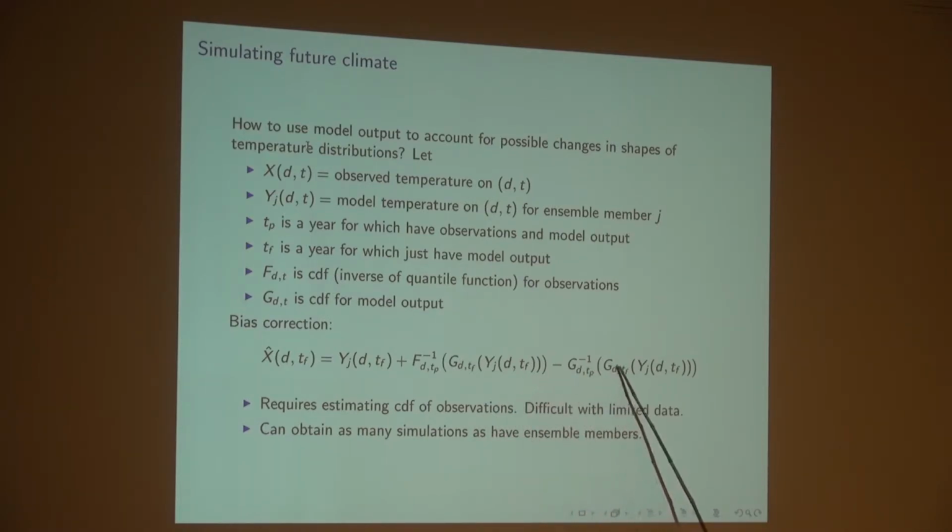So look, we have lots of model output to tell us about this G function, but we only have our limited observational record, which, if we're using reanalysis, as would often be the case, is only about 40 years of observations to estimate this function. So we have these G's, which we can estimate really well, and then this F, which we can't really estimate very well, and that really undermines our statistical uncertainty about things.